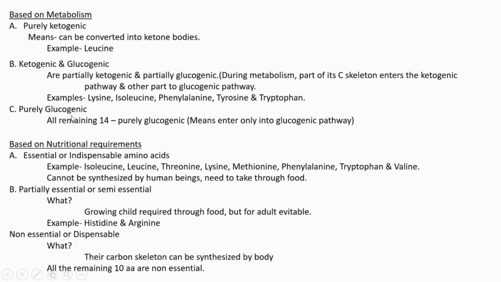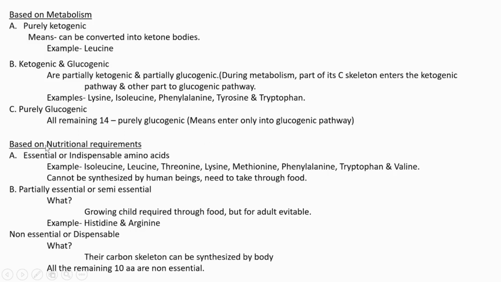Then purely glucogenic. This includes all the remaining 14. All the rest, 6 amino acids, come under the two categories above, and the remaining 14 out of the 20 are purely glucogenic. Glucogenic means it forms only glucose. During its metabolism, it enters only the glucogenic pathway.